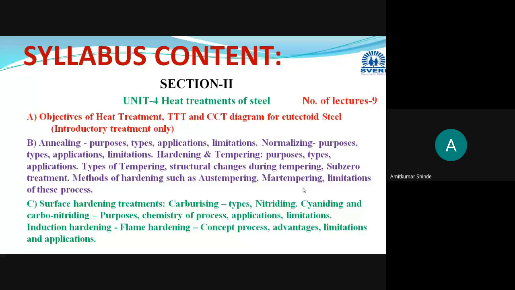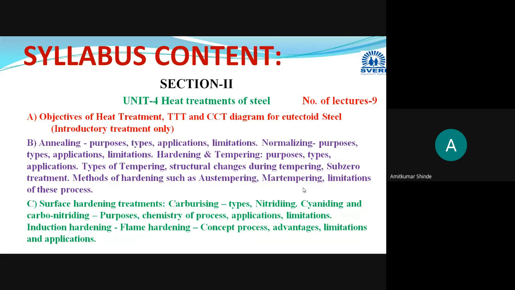Compulsory, one question will be there from this part A. Either they will ask you the concept of the heat treatment process along with its objectives and steps, or they will ask you any one diagram. Either they will ask you the TTT diagram or the CCT diagram. Sometimes they have asked both diagrams. For eutectoid steels, you have to draw the TTT diagram and the CCT diagram, and you have to show the curves.